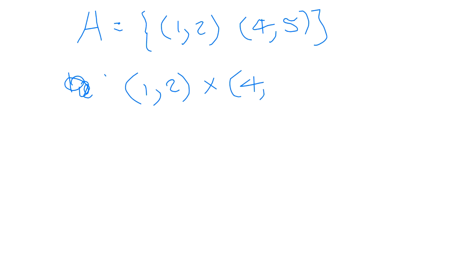Actually, the possibilities you can get are 1, 5. You can get 1, 2 as well. 1, 2 is there already. But if you want to multiply others, you can get 1, 4, 1, 5. What's the next one? 2, 4, and 2, 5.